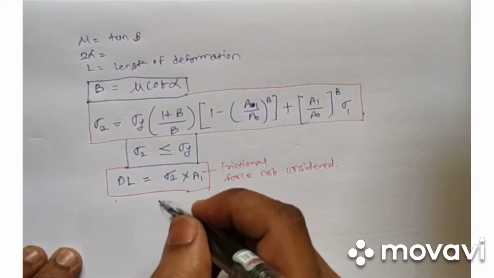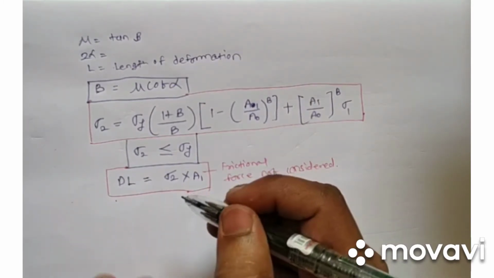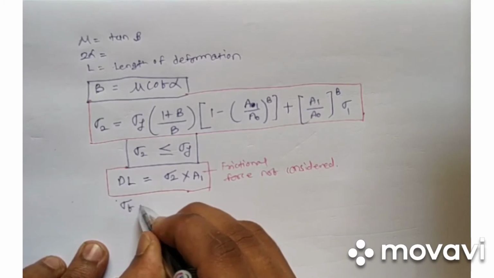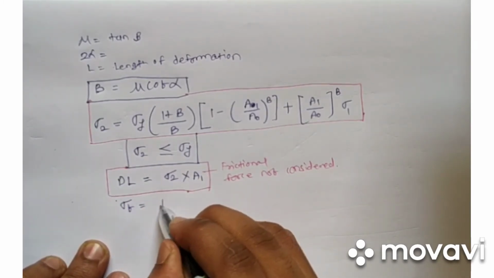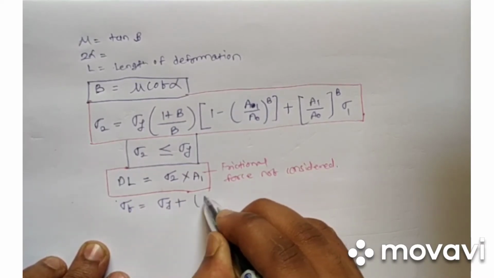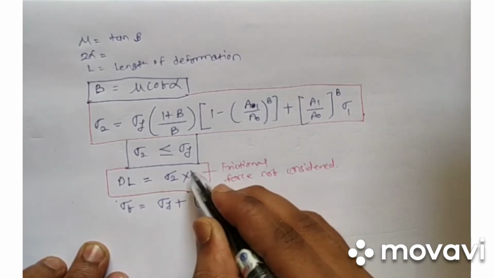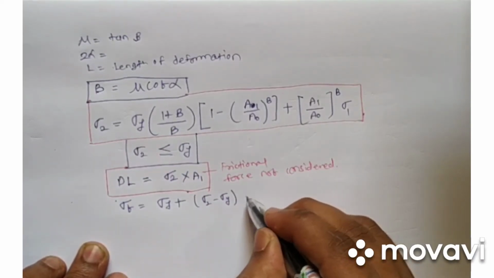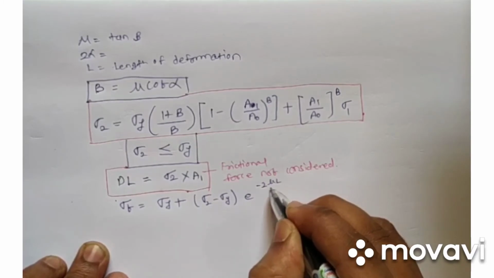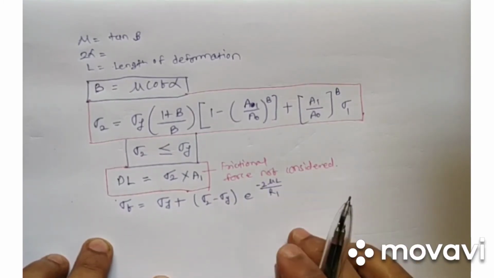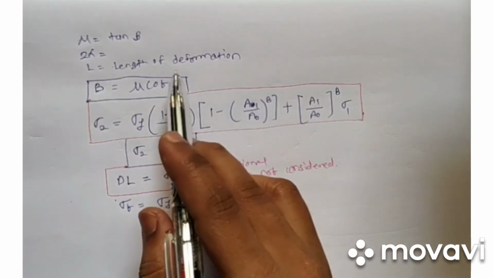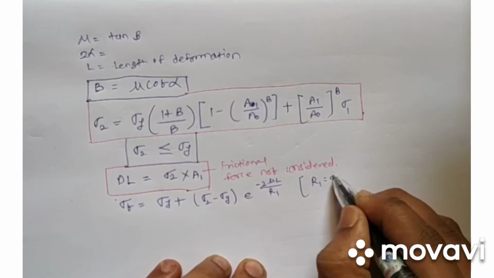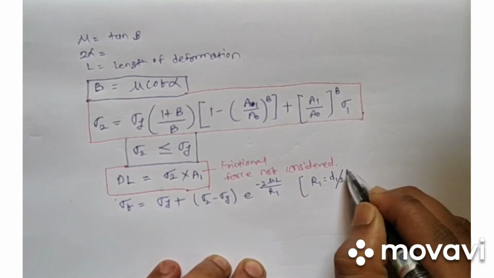Now when there is a frictional force, let's consider this sigma 2 value as sigma t, that is the total stress, and that becomes sigma y plus sigma 2, which we have seen is lesser than the sigma y value, so sigma y times e raised to minus 2 mu L divided by r1. Here mu is the coefficient of friction, L is the length of the deformation zone, and r1 is the radius, that is the final wire diameter d1 divided by 2.